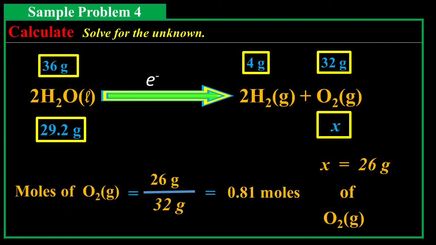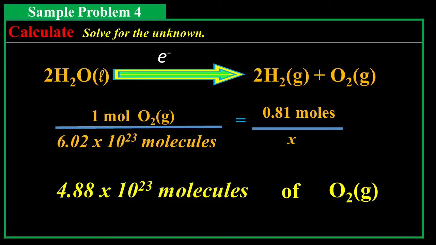Moles of oxygen is 26 over 32, which equals 0.81 moles. That's the number of moles that are produced given that particular series of calculations. So I'm producing 26 grams, not 32. So what fraction of a mole is that? Well, it's 26 over 32. Why 32? Because 32 is the mass of 1 mole. 26 over 32 is 0.8 moles. That's how much I actually produce.